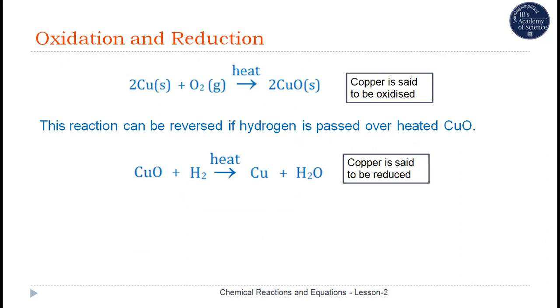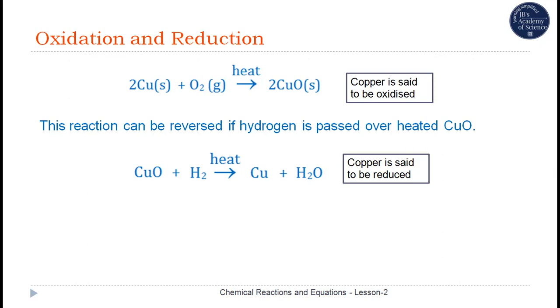Look at this reaction. Copper plus oxygen. If some copper powder or copper particles are heated in presence of air or oxygen, we can see that these copper particles or powder will turn black. That is, copper combines with oxygen to form its oxide. So here copper gains oxygen. So we say copper is oxidized.